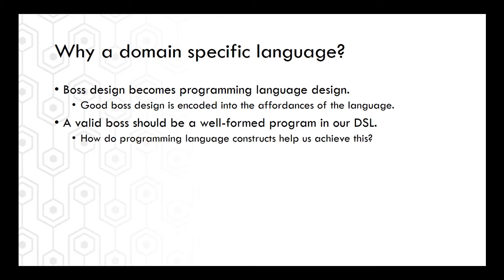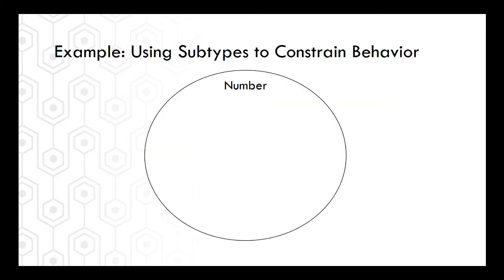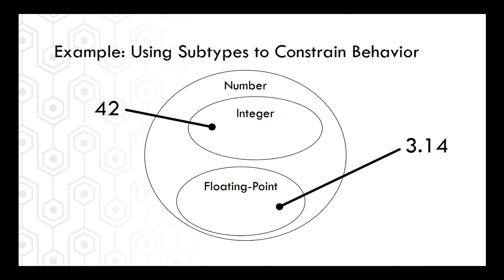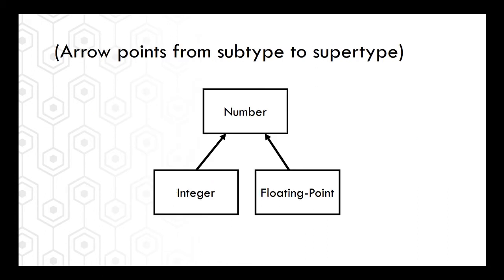And so very quickly, I'm going to run through an example of how programming language constructs can help us achieve this. So for those of you who've programmed, you're probably familiar with this idea of types. And so for primitives like numbers, both the number 42 and the number 3.14 are numbers, but they're different kinds of numbers. In this case, integers and floating point numbers. And so both of these are numbers, and they belong to a broader set of things that can be added and multiplied and have arithmetic done on them.